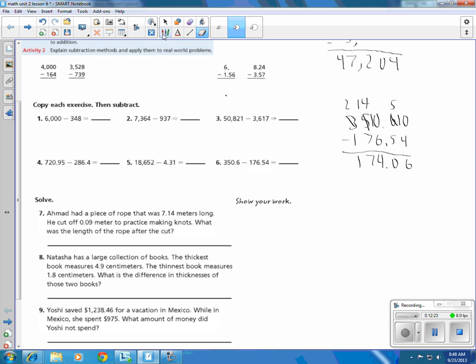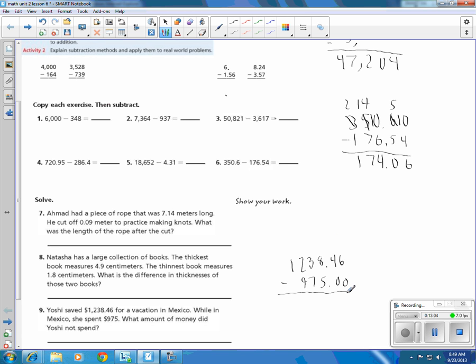Number 9, Yoshi saved $1,238.46 for a vacation in Mexico. While in Mexico, she spent $975. What amount of money did Yoshi not spend? So we're going to see what Yoshi would have left over. We're going to start with 1,238 and 46/100 minus 975. I'm going to go ahead and put in some placeholder zeros here.